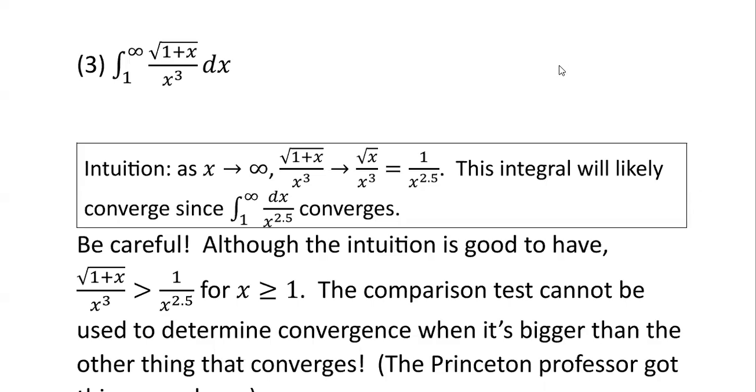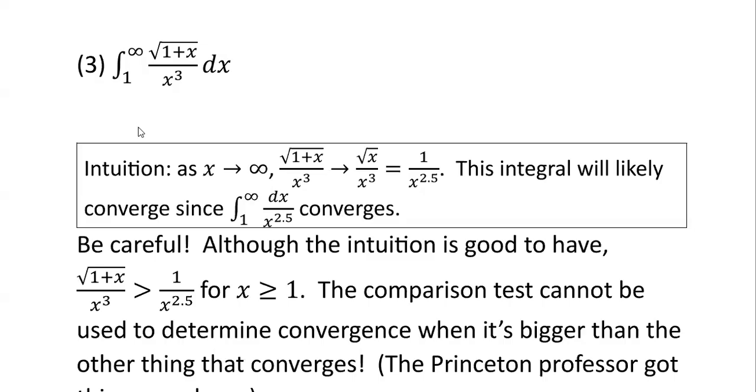Number three, the improper integral from 1 to infinity of the square root of 1 plus x over x cubed dx. Okay, so this is first of all improper because one of the limits is infinite. The one is okay. It'll still be proper. We're not going to be dividing by zero anyway.